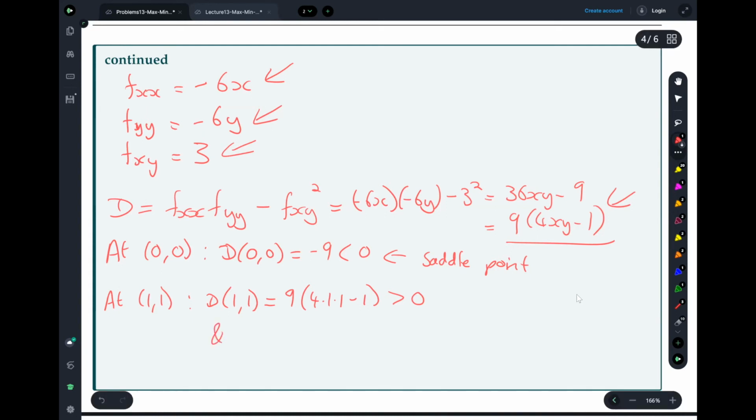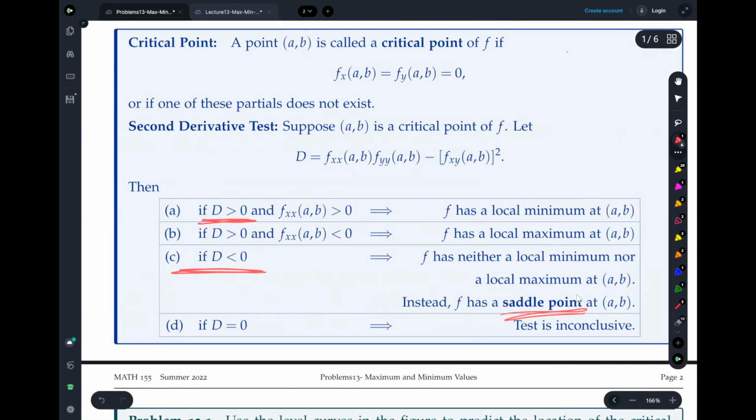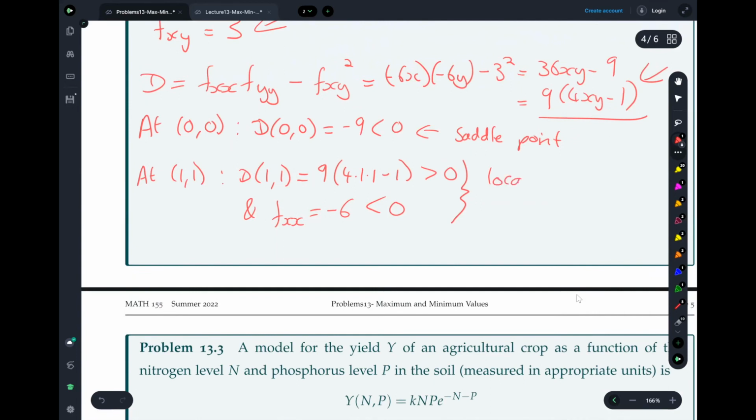And if we look at f sub xx, for example, this is going to be -6 times 1. So that's just -6, which is negative. Okay, so with these two pieces of information, we can go back to that table again, back at the beginning. So you have D being positive and f sub xx is negative. So that tells me that we have a local maximum. So the local max at 1, 1.